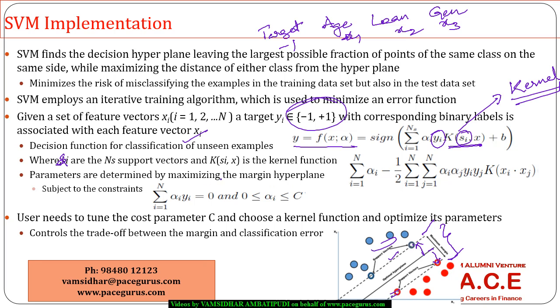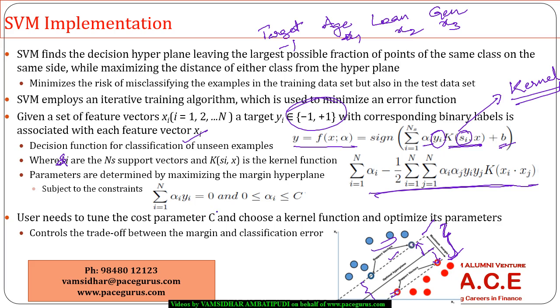The parameters are determined by maximizing the margin of the hyperplane, because I want the separation distance between the groups to be as large as possible. Based on this, alpha and b are computed, and this is the maximizing process that is followed. So this is the mathematics part of it, but business-wise, I want to understand the optimal hyperplane and determine its parameters in such a way that the margin distance between the planes is maximized.